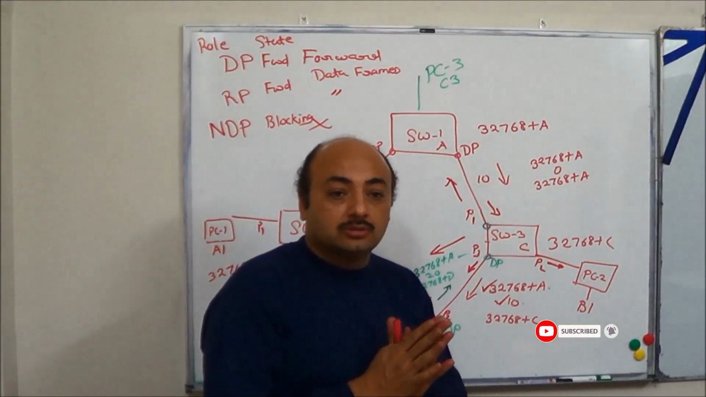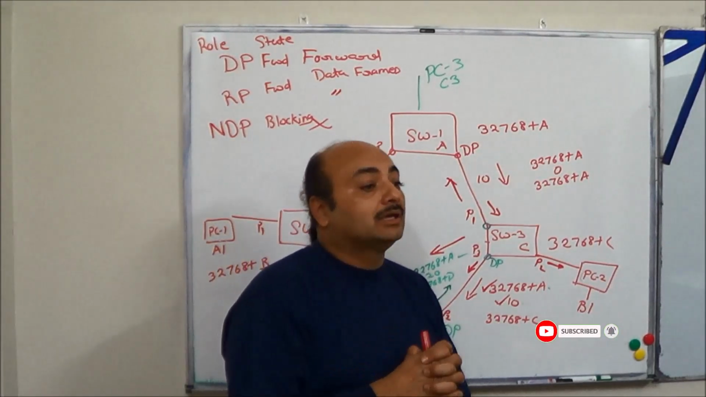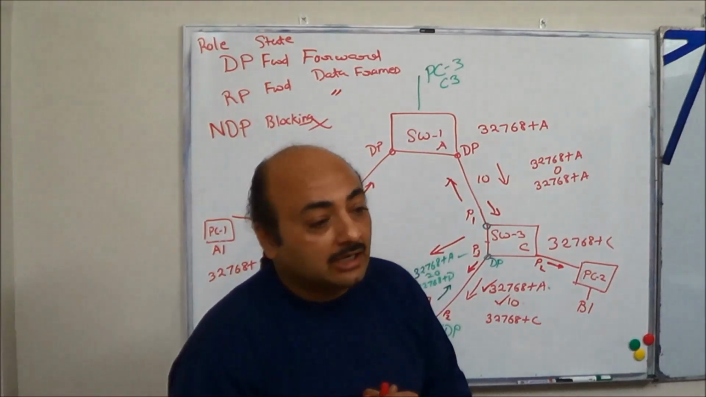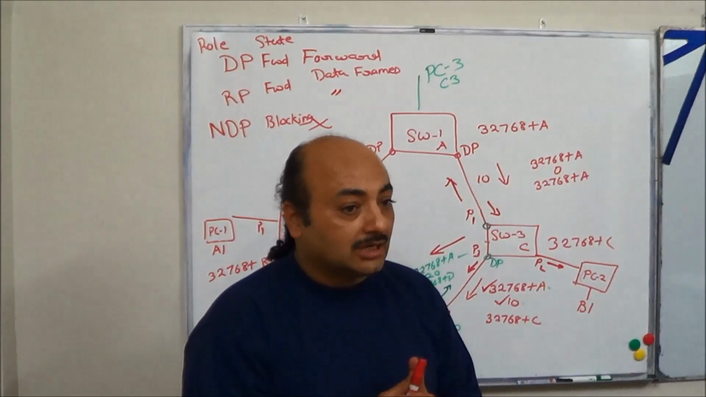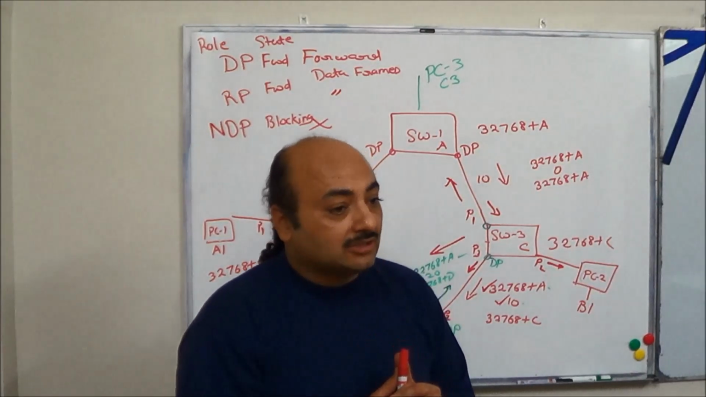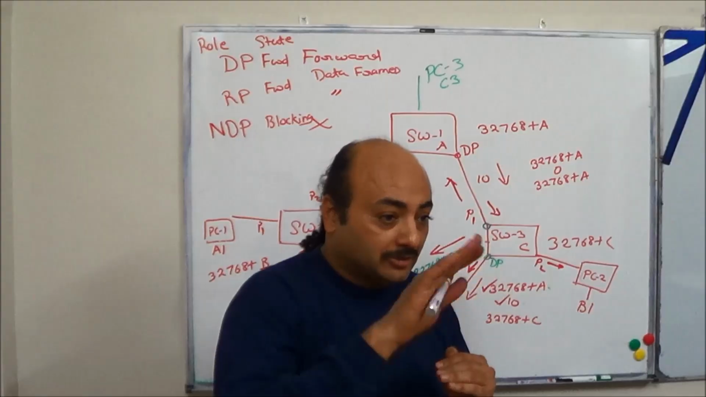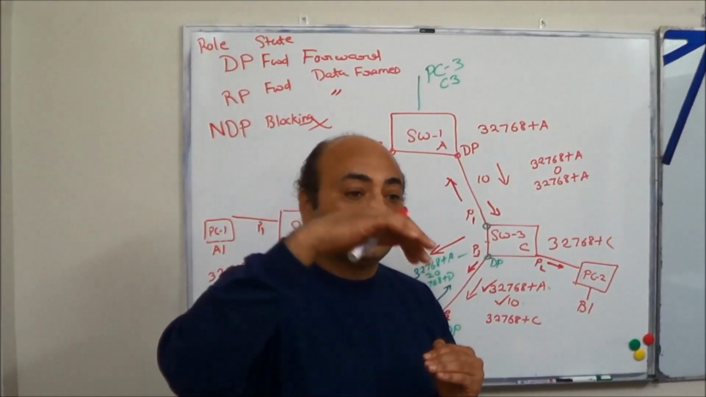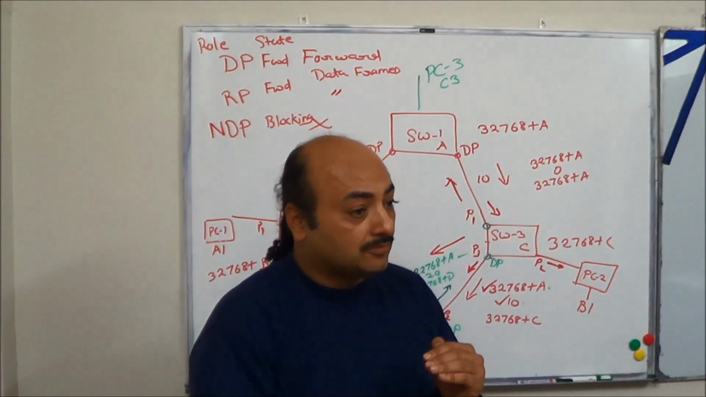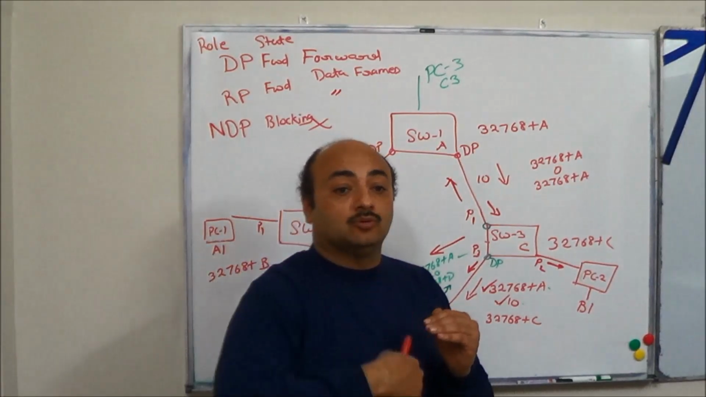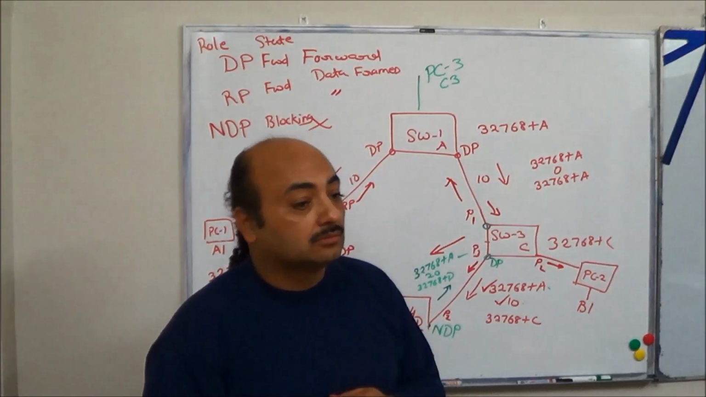Further, a switch port running STP has been selected to become an NDP. That means it will be in the blocking state. That means whatever traffic is being flooded through that port will be dropped, whatever traffic is being forwarded through that port will be dropped, and any traffic coming into that port will also be dropped. It's clear?